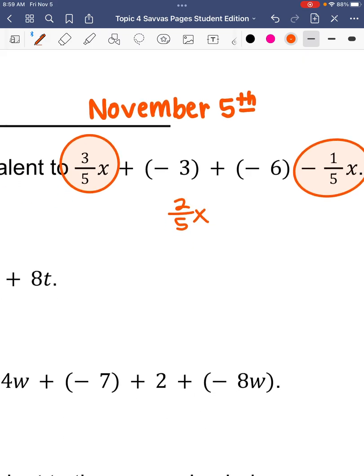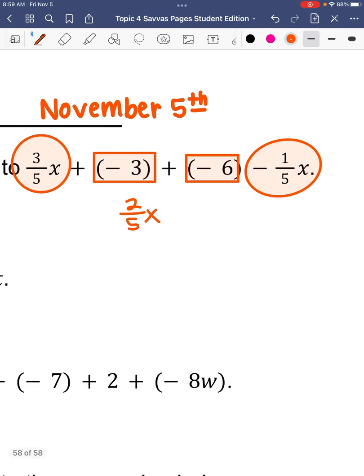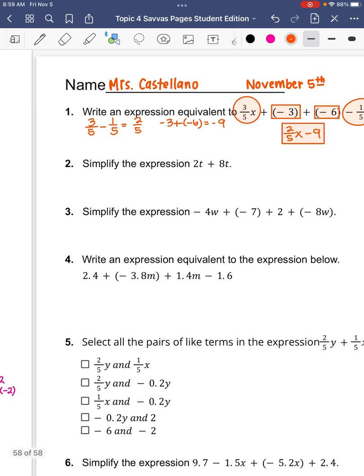And now I see that the terms that are not circled, -3 and -6, are also like terms. Remember, plain old numbers can be considered like terms, and I can combine them. So I'm now going to combine -3 and -6. So -3 plus -6. If I were to put that in my calculator, or if I do that in my head, I get -9. So I've got 2/5 x, and I'm going to subtract 9 from that, and that is my answer. 2/5 x minus 9.